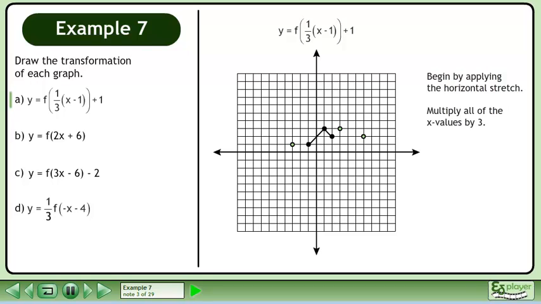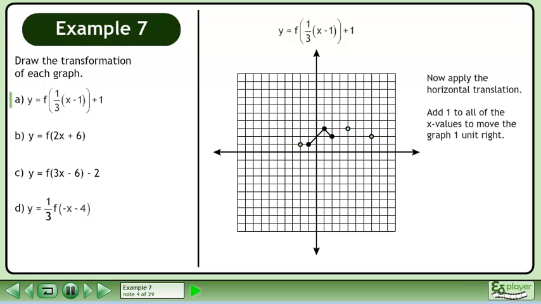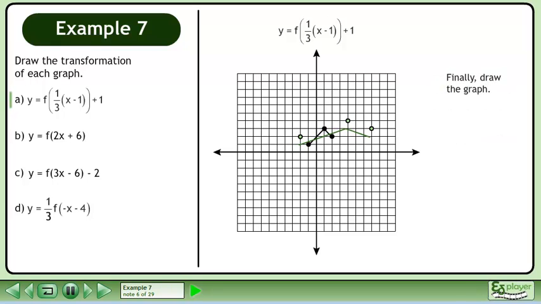Begin by applying the horizontal stretch. Multiply all of the x values by 3. Now apply the horizontal translation. Add 1 to all of the x values to move the graph 1 unit right. Next, apply the vertical translation. Add 1 to all of the y values to move the graph up 1 unit. Finally, draw the graph.